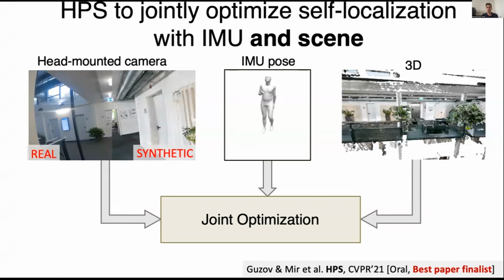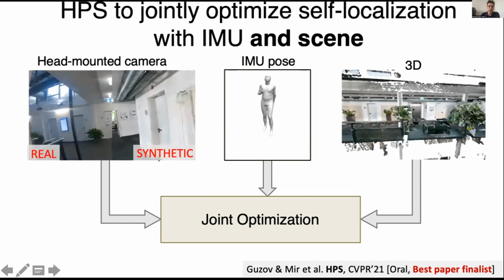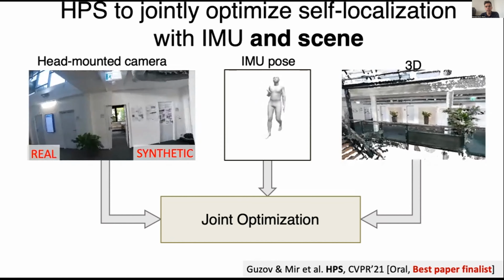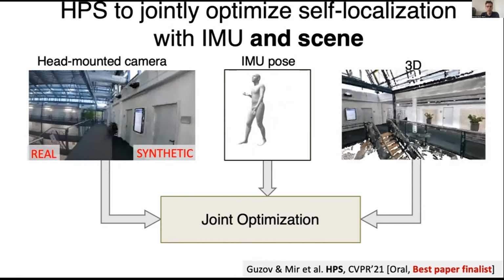We can also impose that the orientation of the person should follow the trajectory of the person. So we integrate these three sources of information in a joint optimization framework in order to obtain human motion that is registered within the 3D scene.